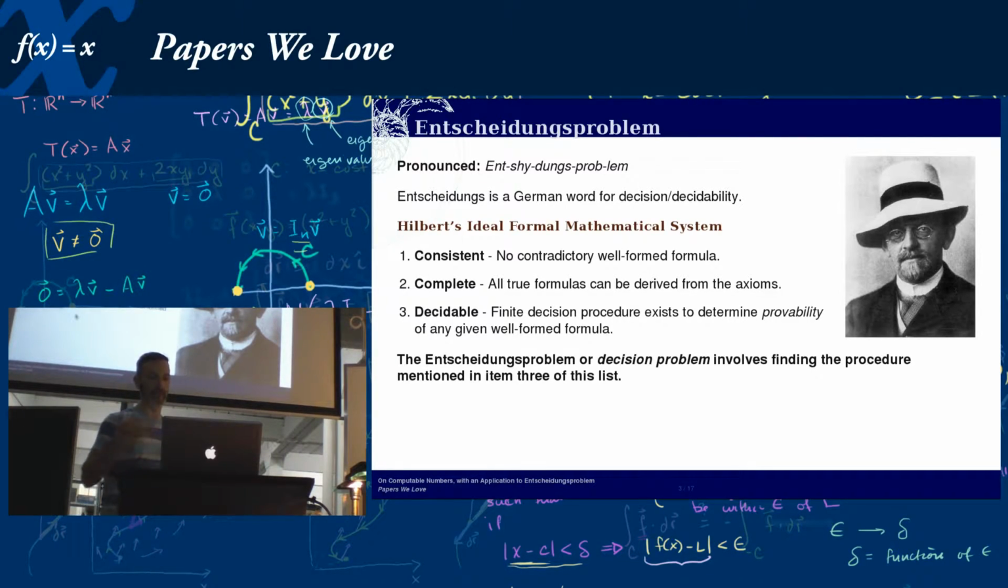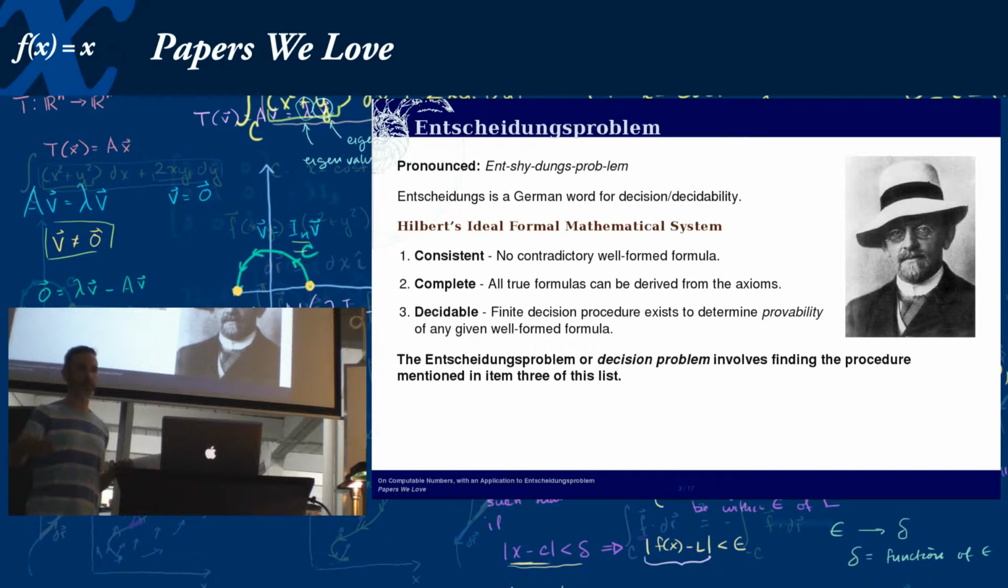So the formalist camp was being attacked on these three ideas. The first two fell to Gödel. Turing is going to attack this third one, this idea of decidability, and that's the Entscheidungsproblem. What decidability means is that Hilbert assumed that there could be a finite decision procedure to determine the provability of any given well-formed formula. I'm going to give you an example of that, and first I'm going to give you the example in terms of algebra.